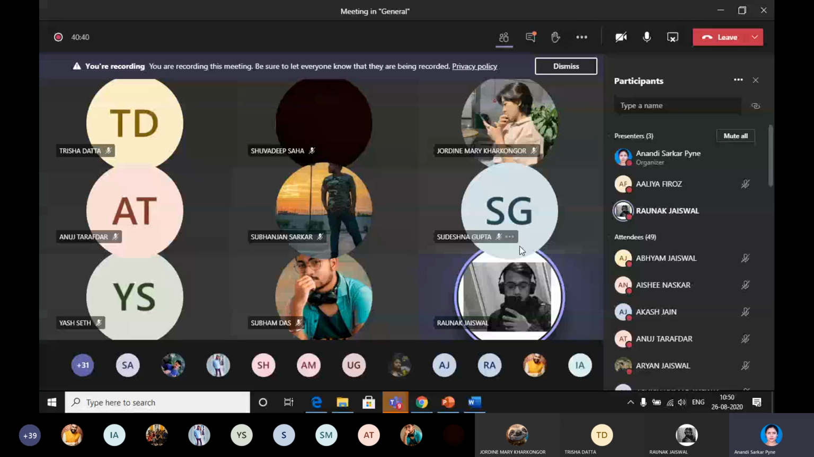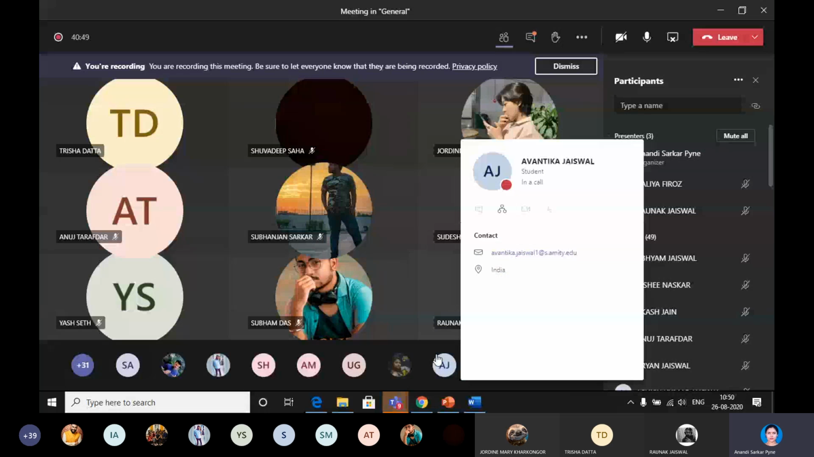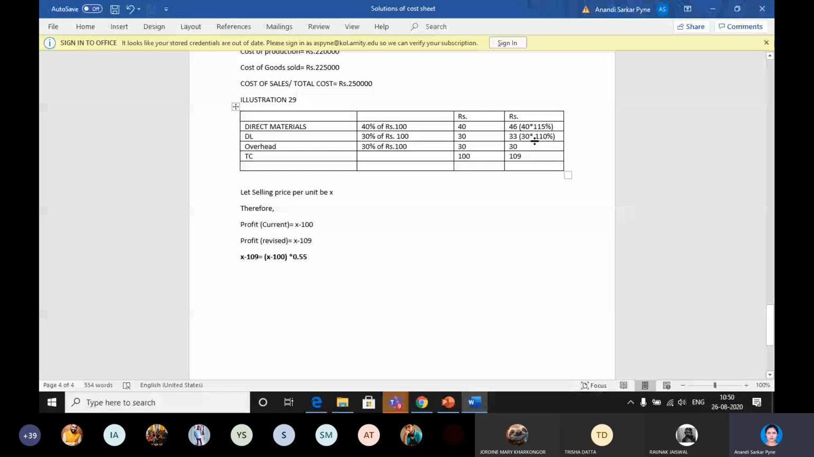In short, the problem area is direct material increase. Previous year it was 40. The next year it will become 46 because it increased by 15%. You can do 40 multiplied by 15%, so you get 6. Then add it to 40, so it comes to 46. Similarly, 30 multiplied by 10% becomes 3, and adding 3 to 30 gives 33. But overhead is unchanged.